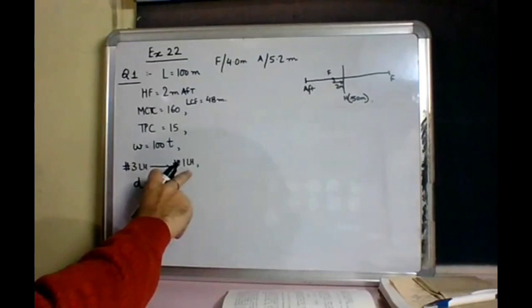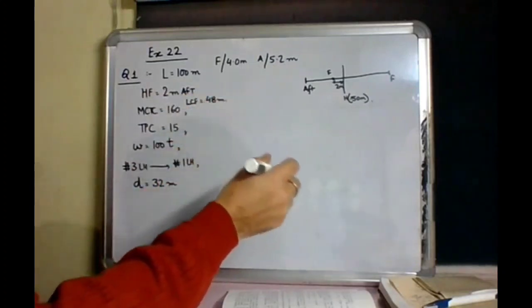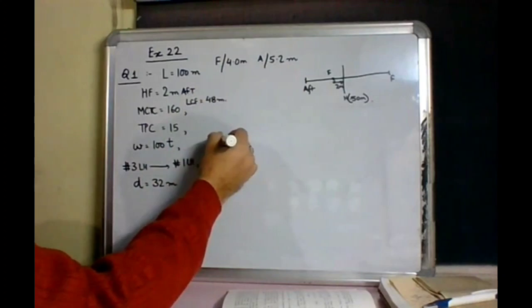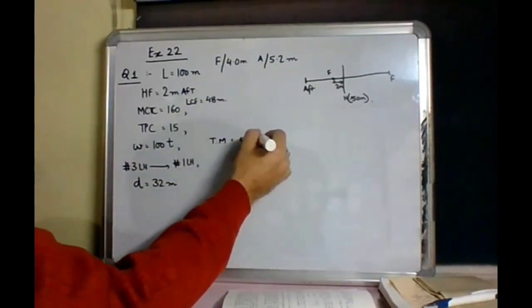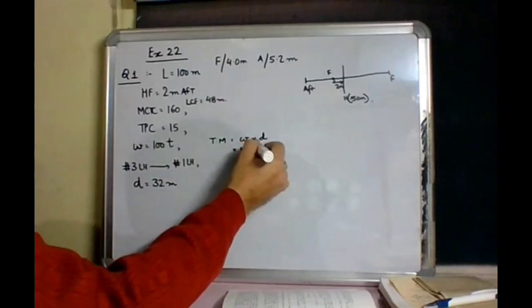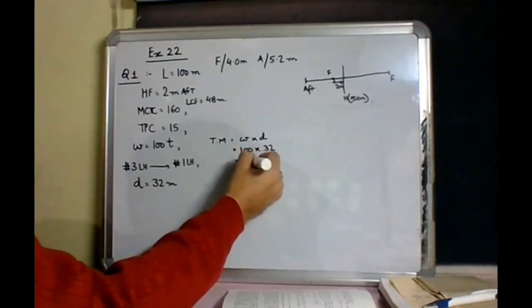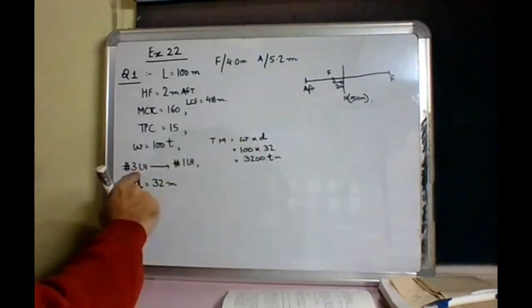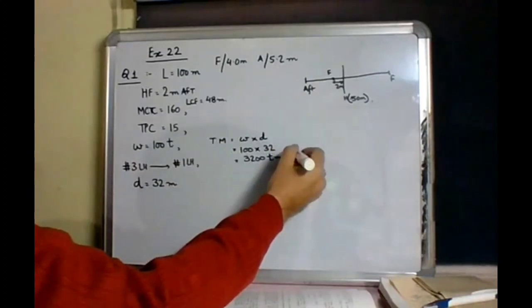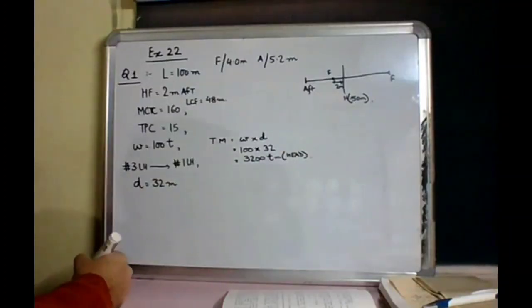Because we are only shifting, there will be no sinkage, no rise. There will only be a trim change. So calculate trimming moment, W into D, 100 into 32, 3200 TM. Because I am shifting from aft to forward, the trimming moment will be by head. Is this okay with everyone? Yes, sir.